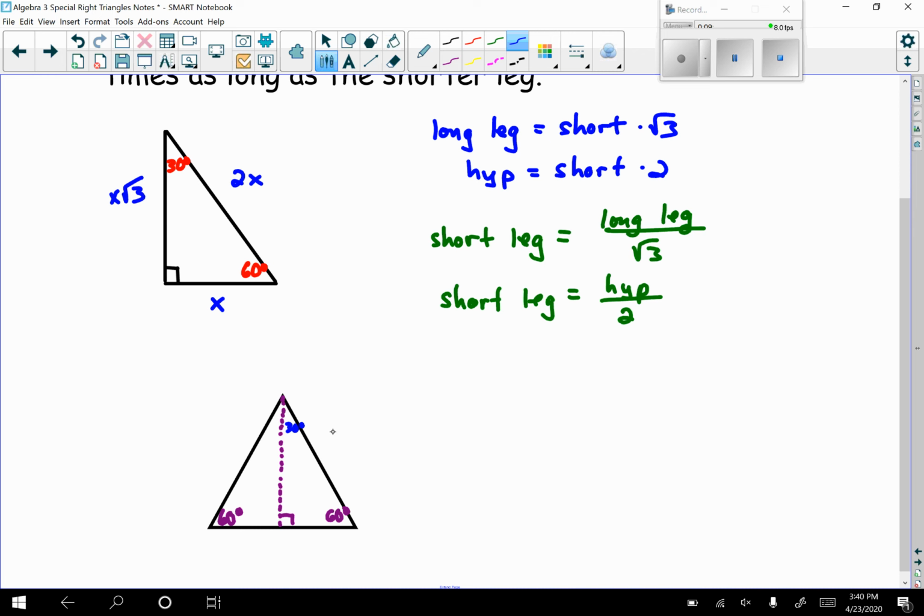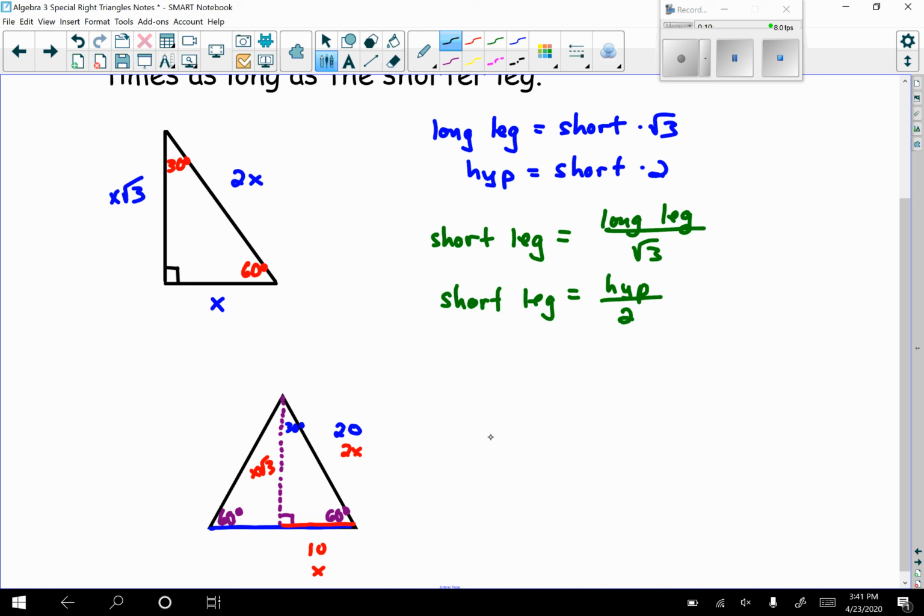So if I were to call this length, let's say it was 20, and then it was 20 from here to here, now it's only 10 from here to here. So if this were x, this would now become 2x. And then if I were to go through the Pythagorean theorem, I would find this out. But this height right here, which is the longer leg, this is x radical 3. And just a quick example of this.